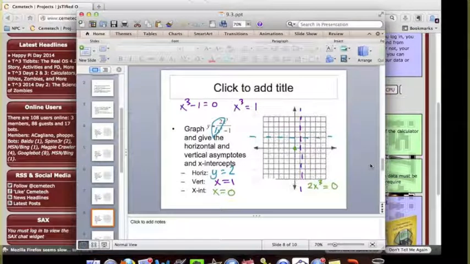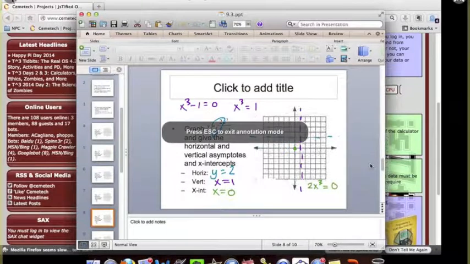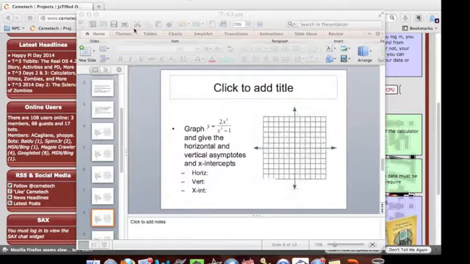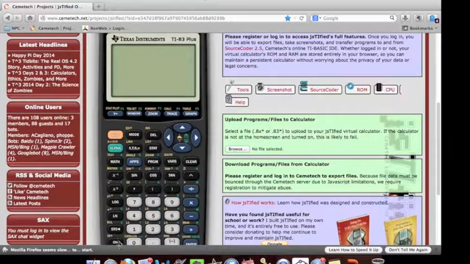So horizontal, we look at the powers of x. Vertical, set the bottom equal to 0. X-intercepts, set the top equal to 0. And then go to the calculator to fill in what happens between them. So on the calculator, put parentheses around the top. And put parentheses around the bottom.